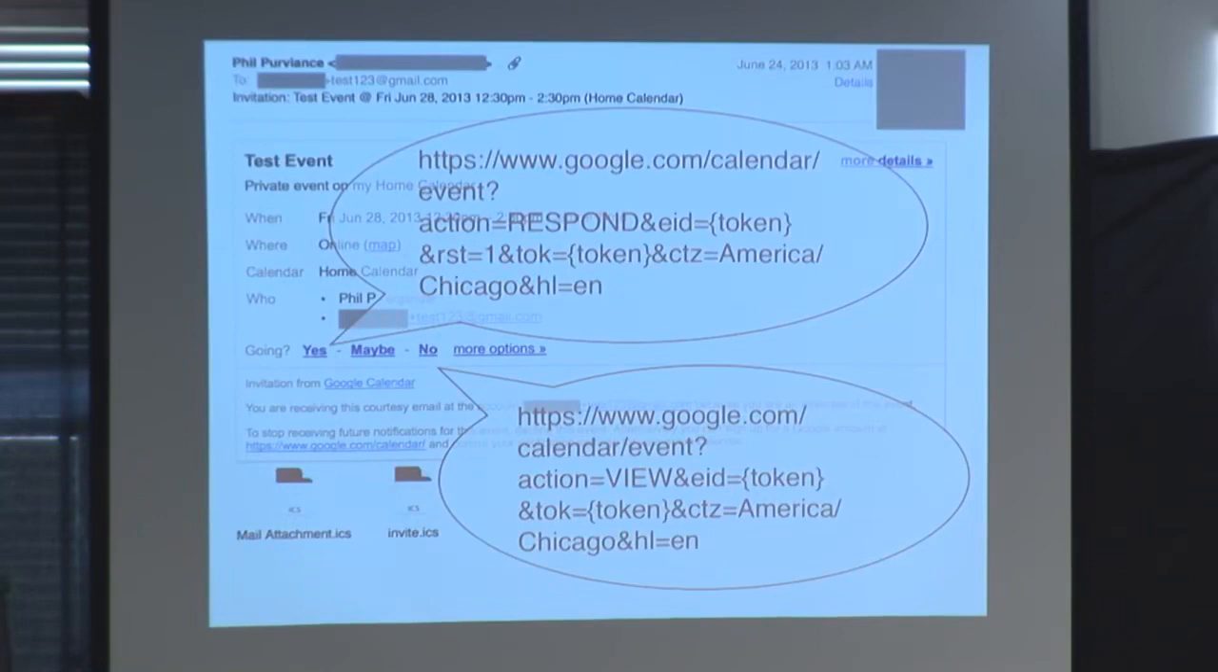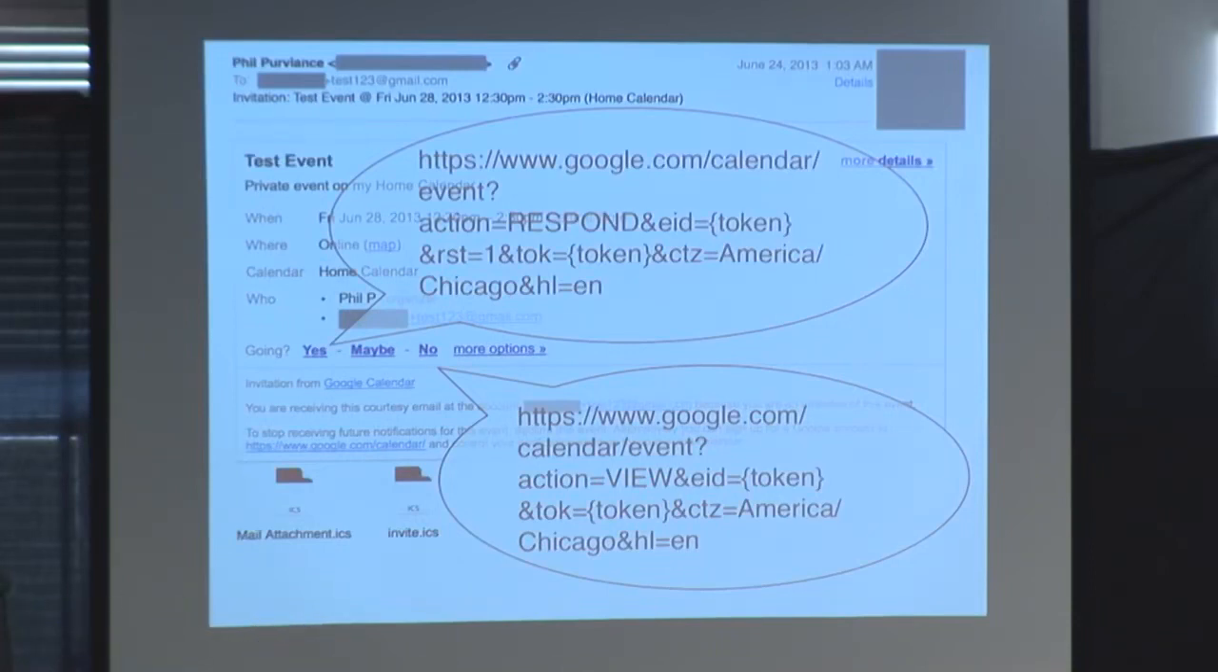So I sent myself an invite. And you can see the links there. It says, are you going? Yes, maybe, no. And I just put the links there so you can kind of see what I saw when I right-clicked on it and clicked View URL.